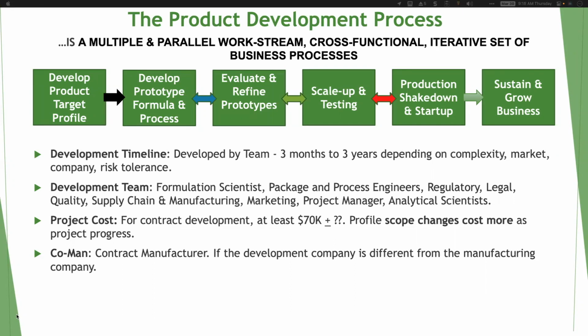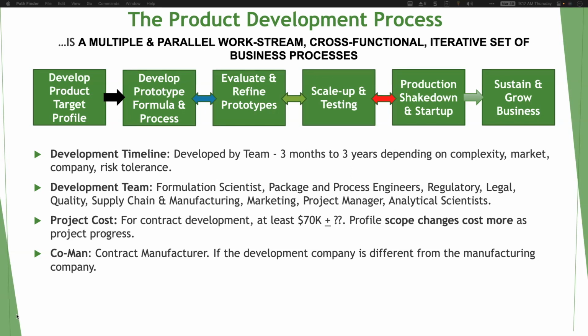Who's involved in development includes the following. Now, it doesn't necessarily mean there's a person for each of these functions, but in some fashion, by some person, these functions are being accounted for during the development process. The development team includes the formulation scientist, package and process engineers, regulatory or legal. Regulatory also often gets involved in safety, as well as quality getting involved with safety. Supply chain and manufacturing, often combined. Marketing, project manager, someone who's running the whole project, and then the analytical scientists that have to do a lot of the testing, which is extensive, as we'll talk about in a bit.